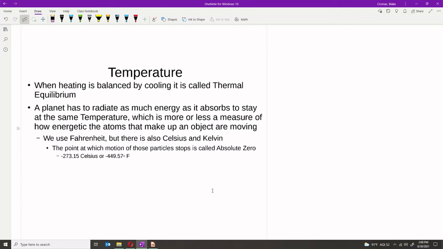And temperature, at its very basic level, is more or less the measure of how energetic the atoms are that make up the objects that are moving. If you know what kinetic energy is, you can think of it as the kinetic energy of the particles, but it's still not quite that. So I just say it's the measure of how energetic the atoms are, and that's good enough for this class. We use Fahrenheit to measure temperature.